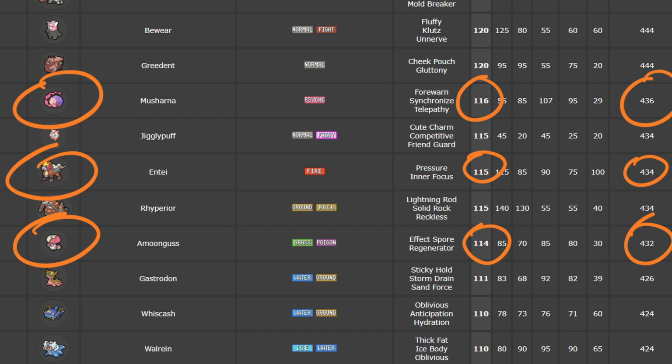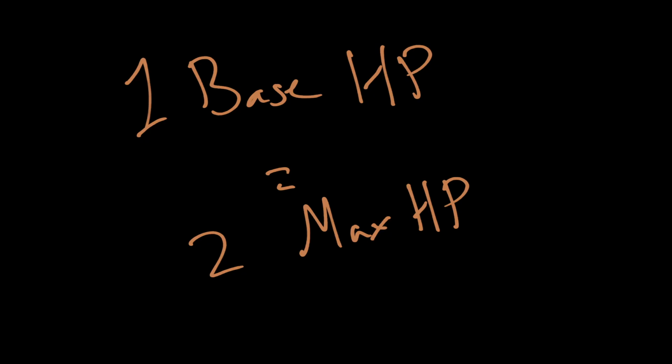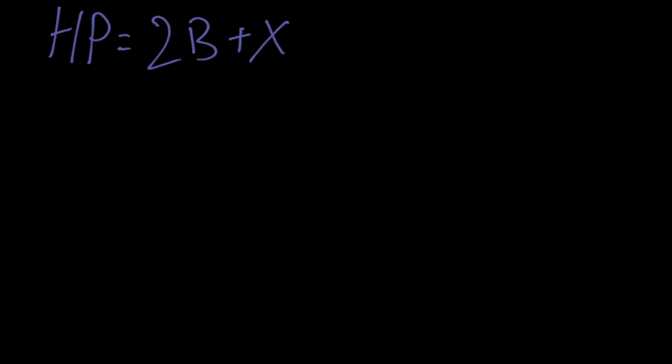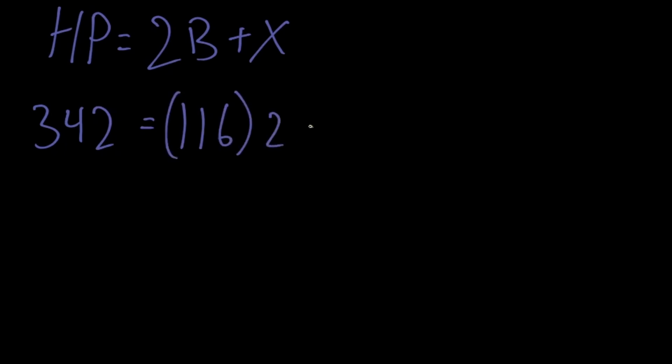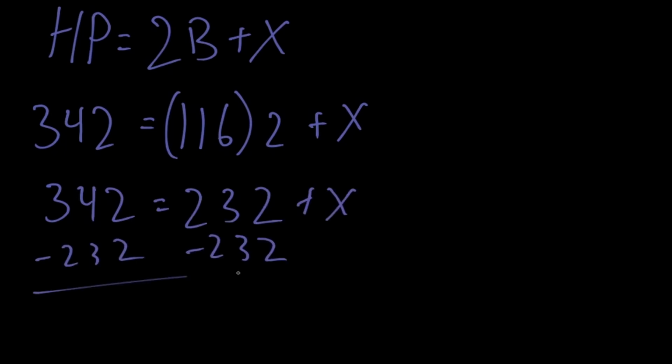as the max HP, and 342, 340, and 338 in the minimum at level 100. So it's safe to assume that each base HP grants 2 health at level 100. I'm going to create an equation for HP using what I know. HP is equal to 2 times the base, and there's probably more to it than that. We'll call it X. Using the Musharna example, 342 is equal to 116 times 2 plus X. Doing some quick multiplication and subtraction, 110 is that X.